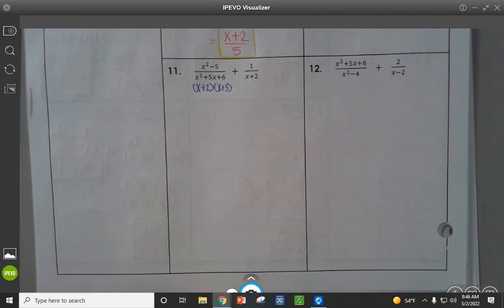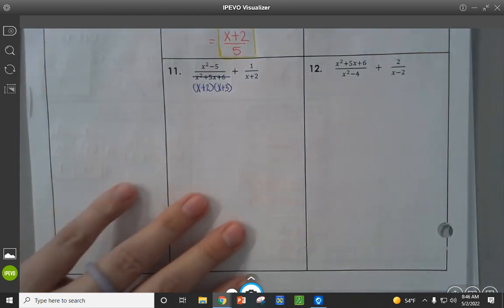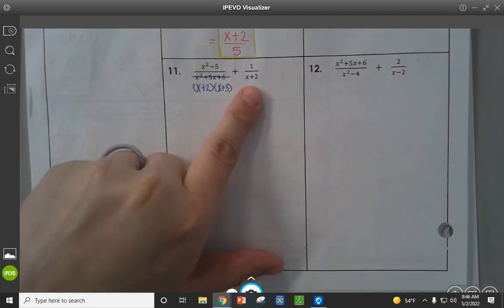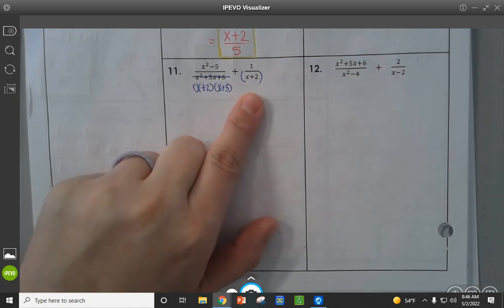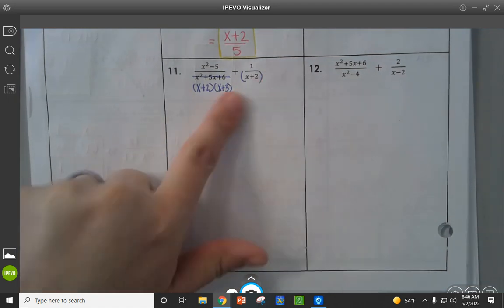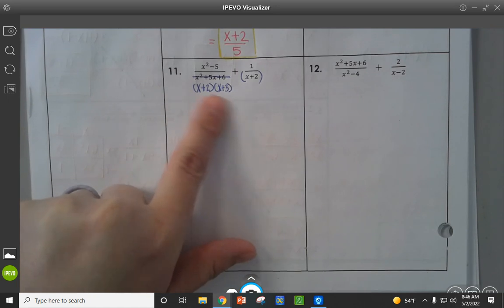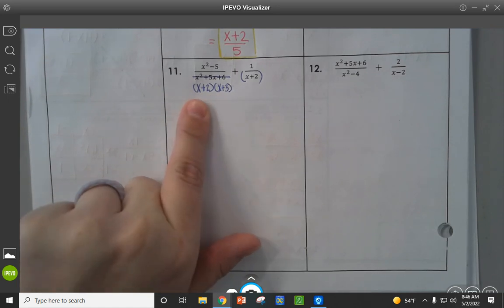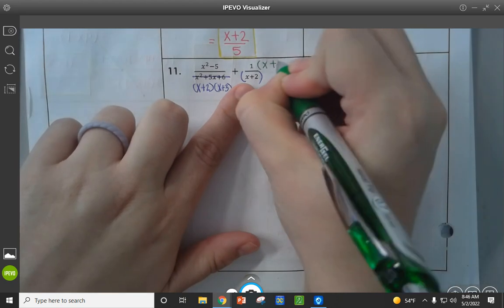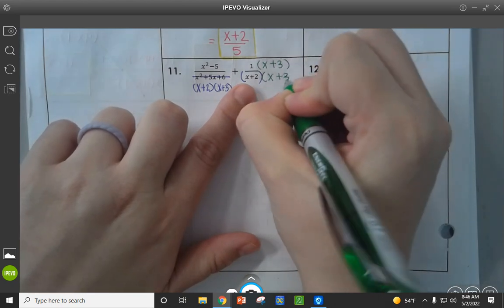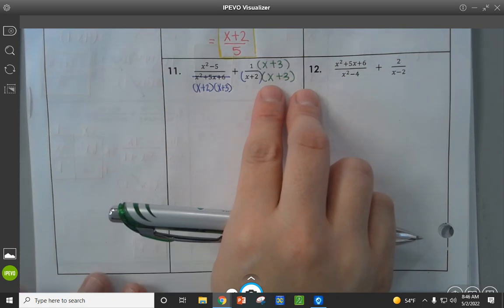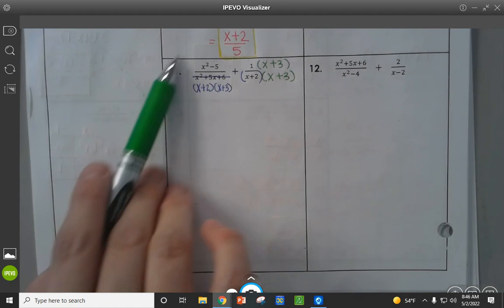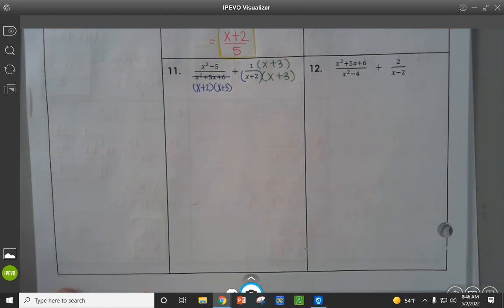I made my parentheses too small. This fraction over here already has an x plus 2. So what could I multiply it by to get a common denominator? X plus 3. So now they're both x plus 2, x plus 3. The left one did not need anything changed on it.